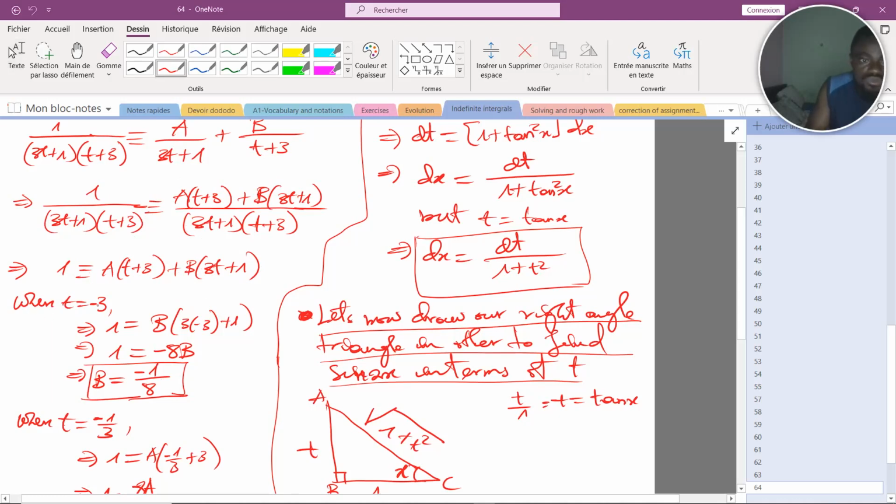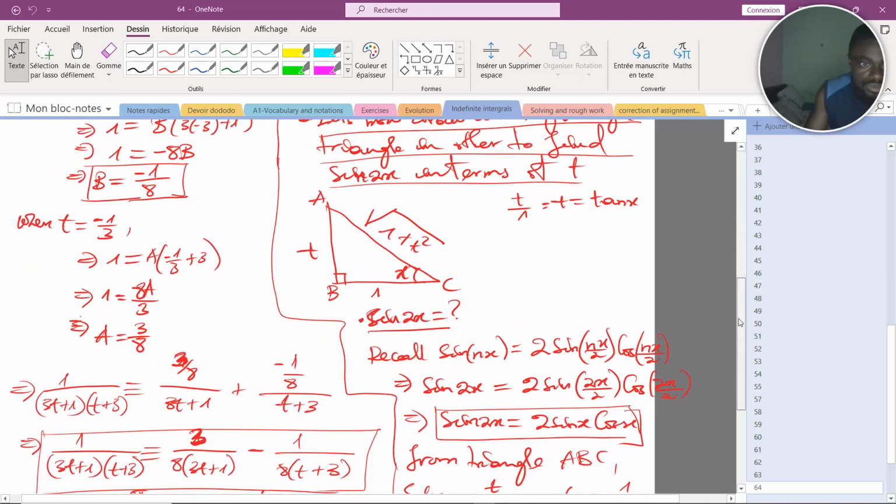When t equals minus 3, I hope you know where this minus 3 comes from. You find the zeros of this and this. When I substitute minus 3 here, this becomes 0, and I'll have 1 equals b into 3 times minus 3 plus 1. That will give 1 equals minus 8b, and b will be minus 1 on 8. Is that okay?